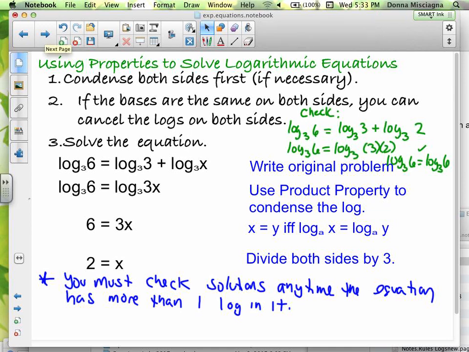So add that little check, and add a note about checking anytime you have more than one log, because problems can happen when we have more than one log. And sometimes we get solutions that aren't solutions. Let's solve another one.